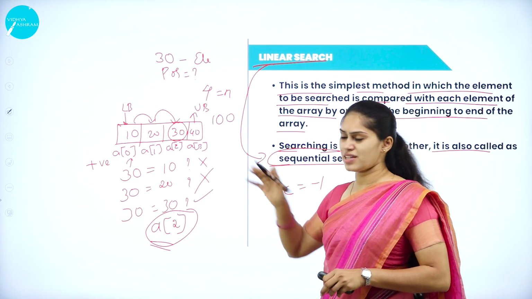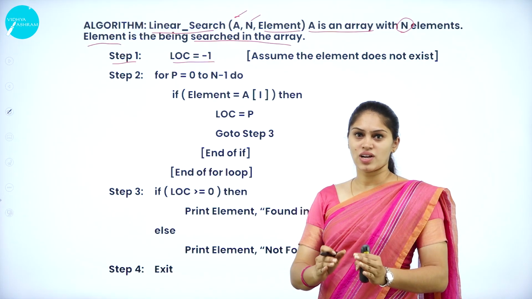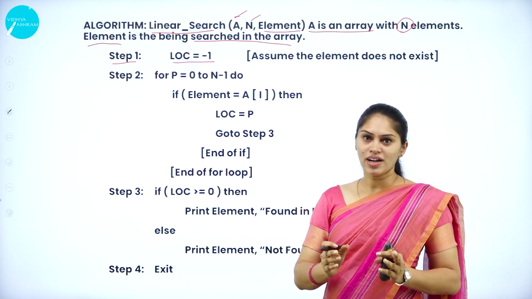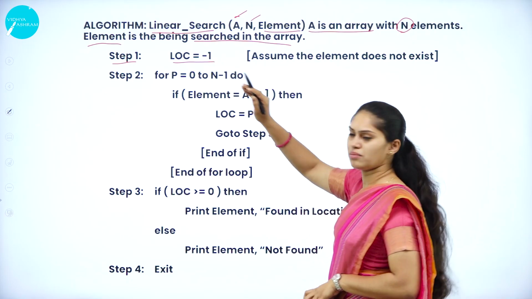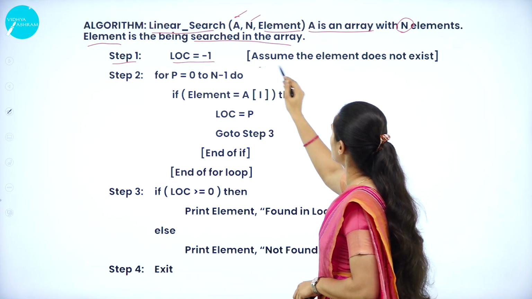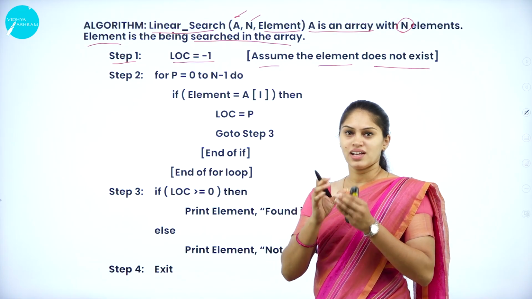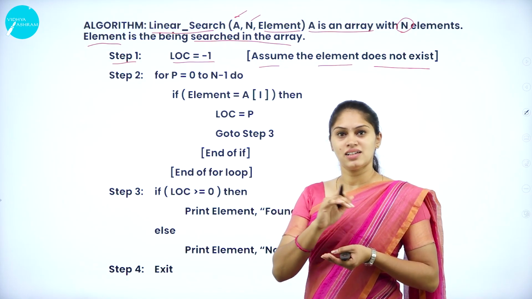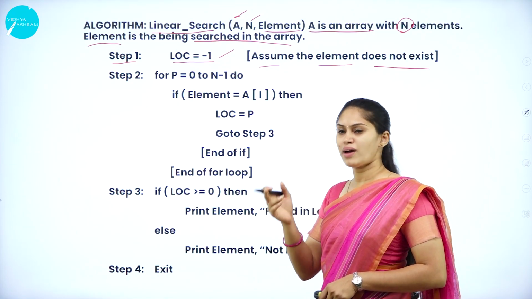Is this 100 present in this array's elements? No, right? So for our assumption, we are going to assume that whatever element we are searching for does not exist in the given list. So that will be the first thing: location is equal to -1. But the -1 location does not exist in our array, so we assume the element does not exist. That is also one of the possibilities, whether I'm searching for an element which is in a location or which could not be in the particular element set. So we are going to assume location is equal to -1.